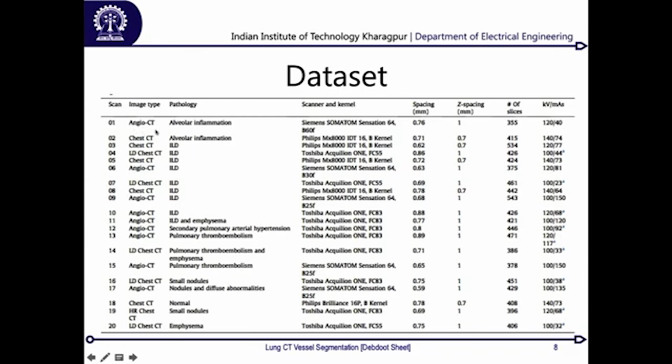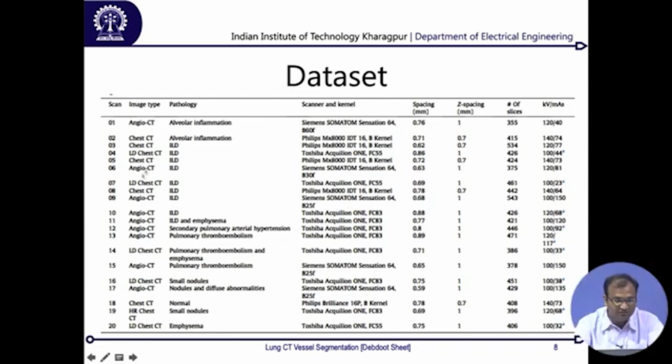So angiographic CT is where you put down a contrast agent within the blood vessels and then you take a CT, which is also called a CT angiogram. And in a normal chest CT you don't put down a contrast agent, you just take raw images on the CT. Then you also have an HRCT of the chest and an LDCT of the chest.